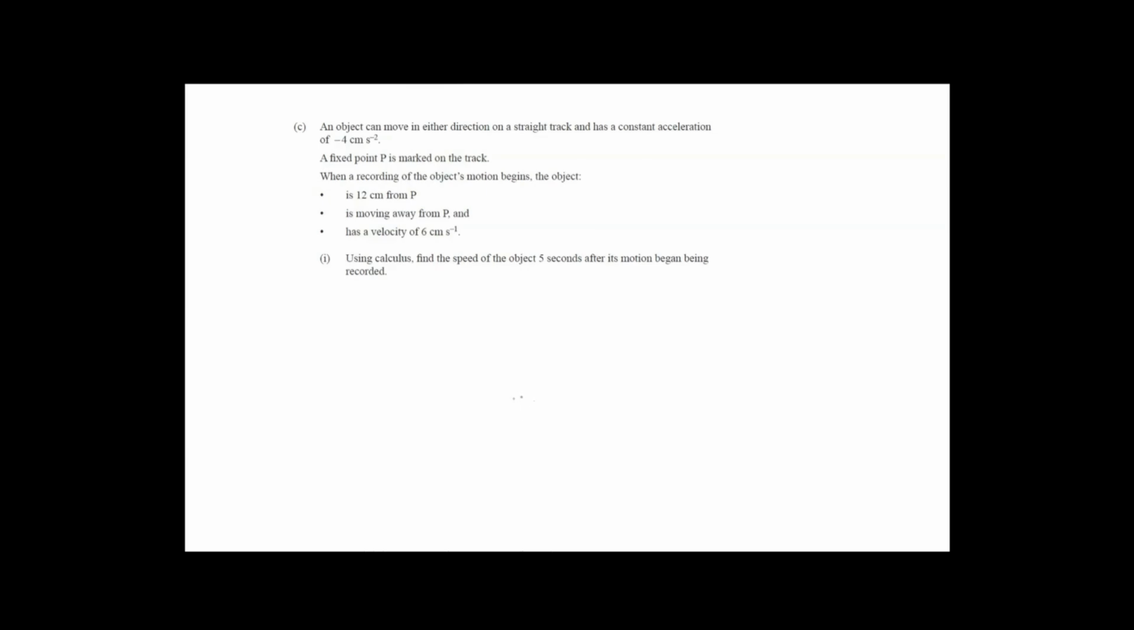An object can move in either direction on a straight track and has a constant acceleration of negative 4 meters per second squared. So the acceleration at any time is equal to negative 4, which means when it's going one way, it's slowing down, and then it goes the other way. Fixed point P is marked on the track. So I always do a little diagram. Marked on the track when the recording of the object begins.